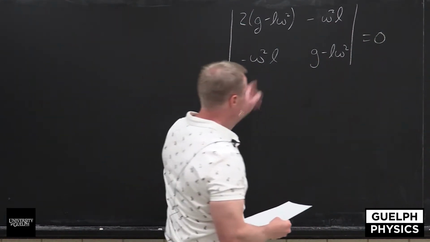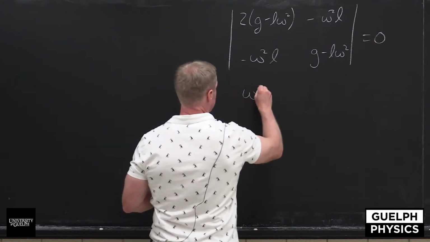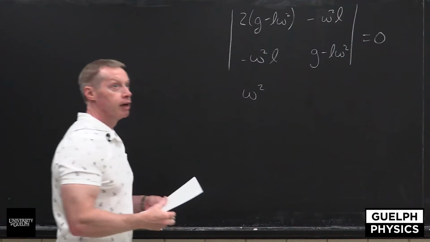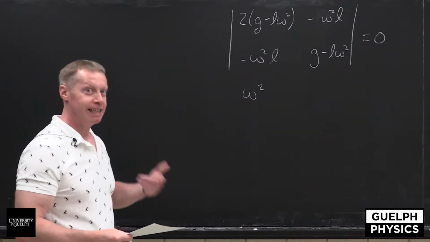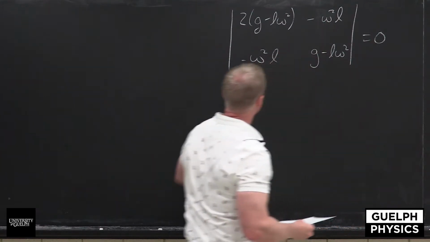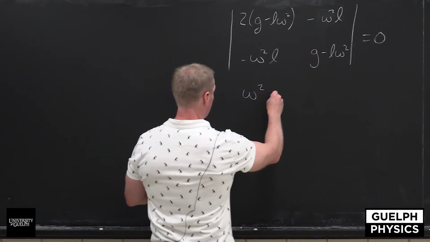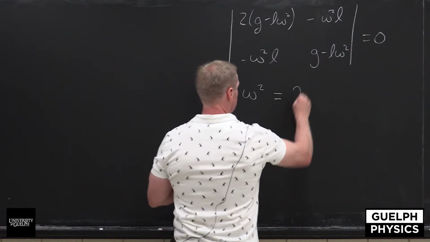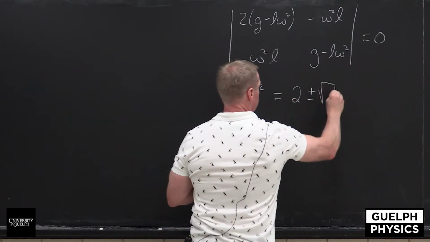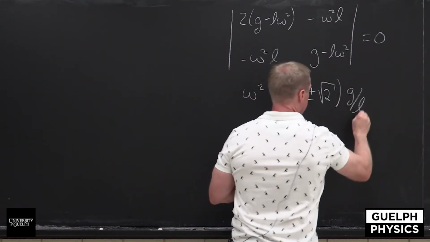So I multiply things out, but what I end up with will be a quadratic equation in omega squared, which I think you can see directly from here. And the solution for omega squared is 2 plus or minus root 2, g over L.